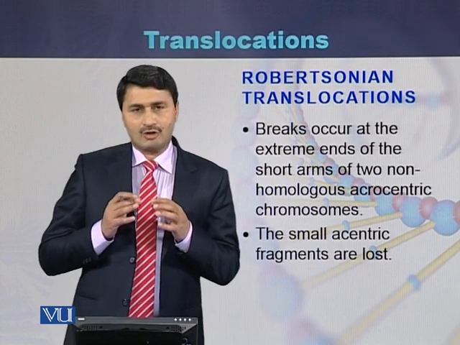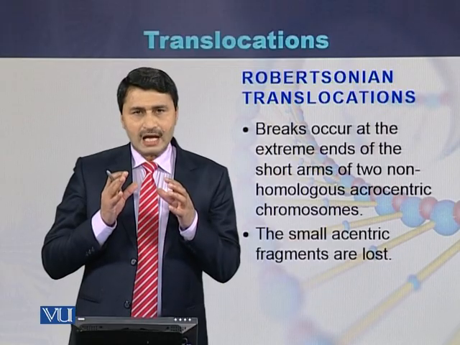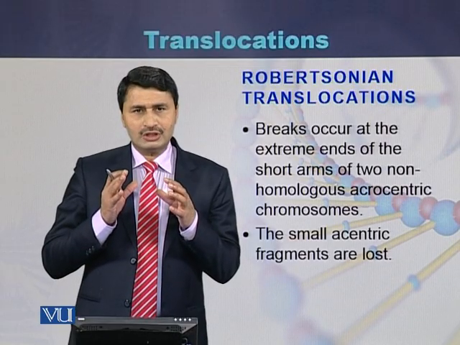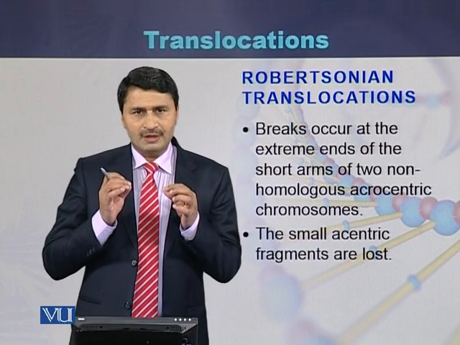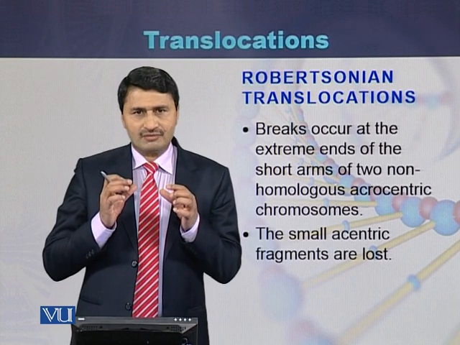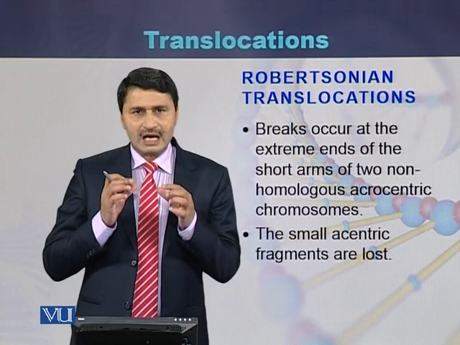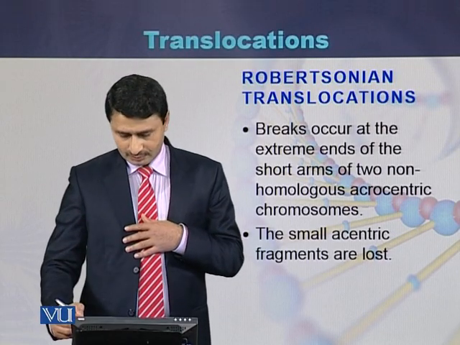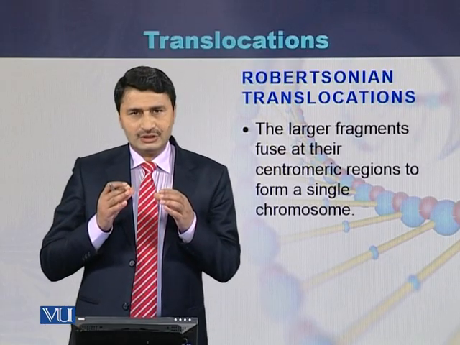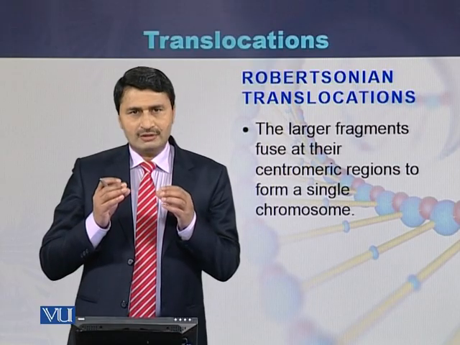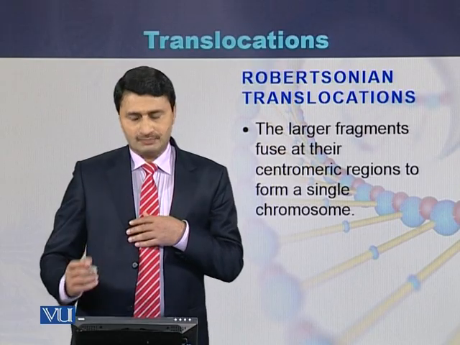Robertsonian translocation usually occurs between two acrocentric chromosomes. During this kind of translocation, the smaller parts of the chromosomes are deleted and the larger fragments fuse with each other and form a single chromosome. The larger fragments fuse and form a big chromosome.